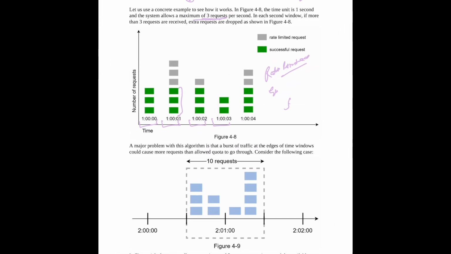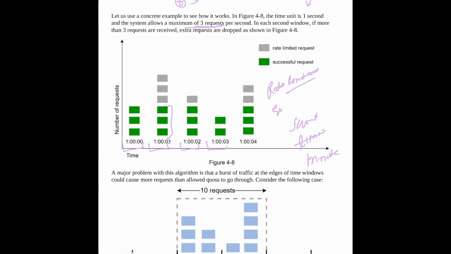So right now this is per second. Let us take the example of a minute. It will be easier to explain here. So now each minute we were allowing 5 requests, right? So right now, is there a problem here? No, right? In this particular 1 minute, 5 requests went through. In this particular 1 minute, 5 requests went through.